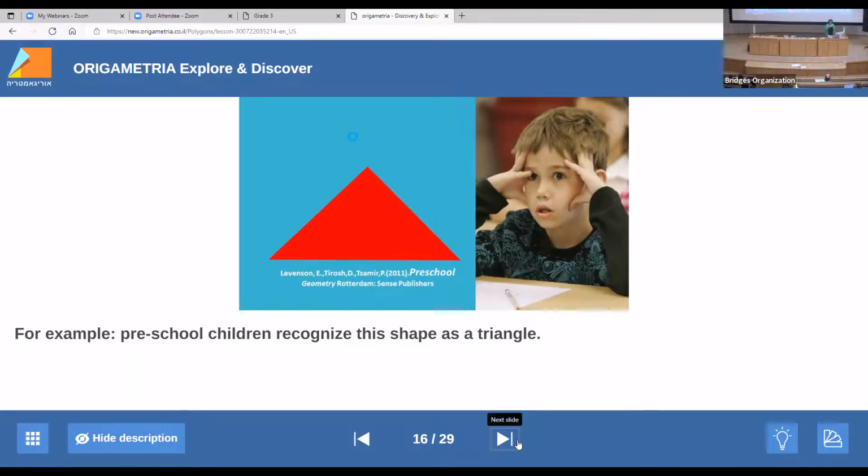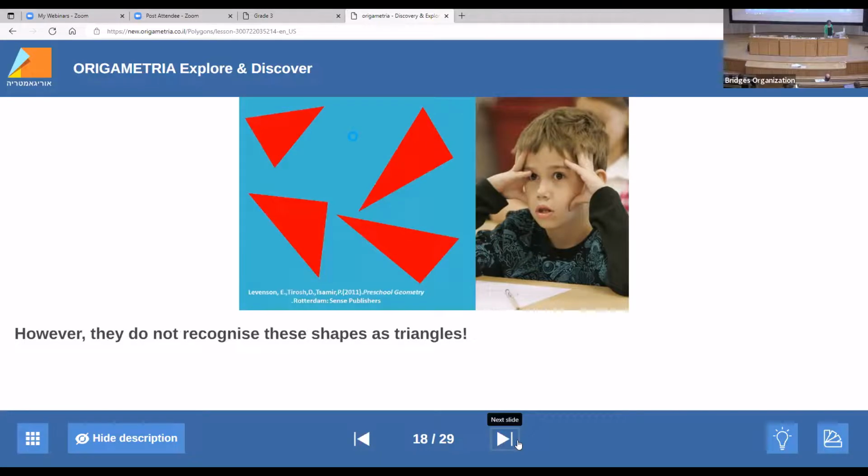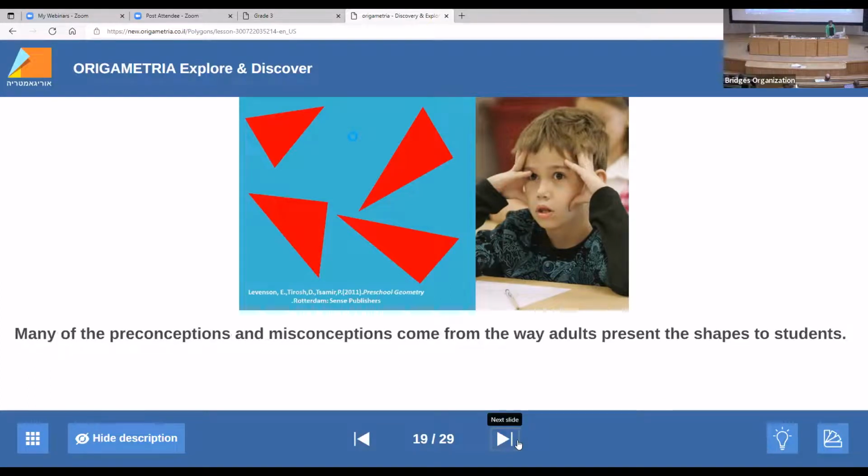If you have children about 4, 5, even 6, ask them, what's that? They say it's a triangle. Why? Because they always show them the triangle like that. And now you ask them, is this a triangle? Or even you show them like that. They say, no, it's not. Because all the time they show them the same shape of a triangle. So if it's all the time like that and you move it, they say it's not.